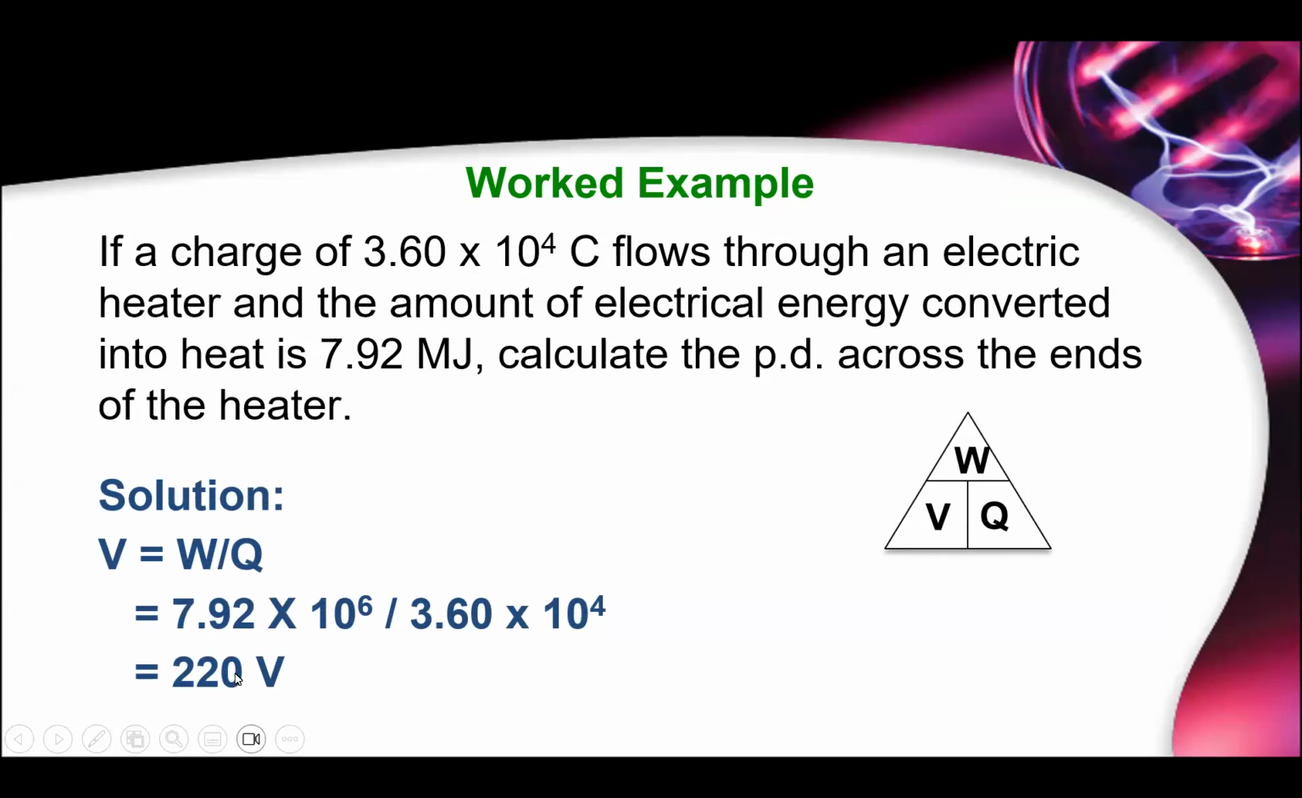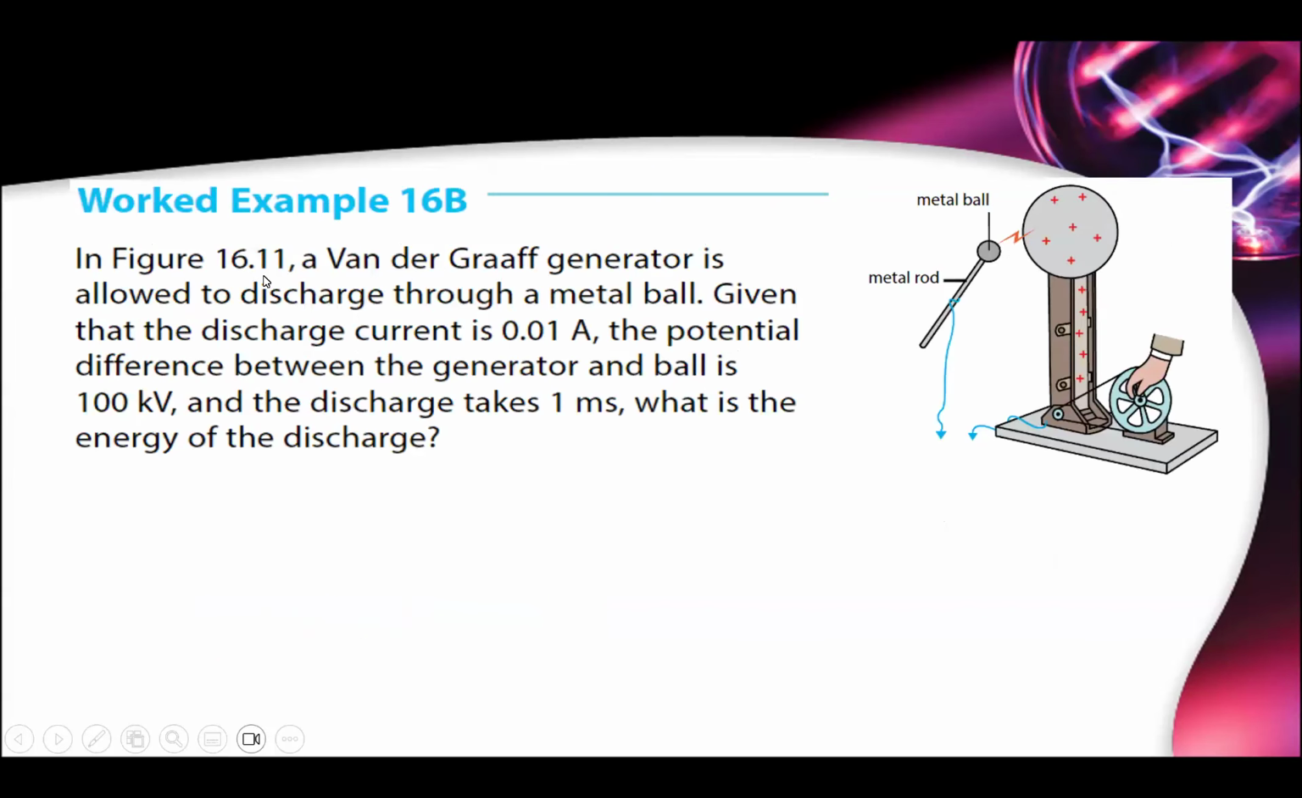220 volts means for every 1 coulomb of charge that passes through this heater, I need to give it 220 joules of energy to move it across the heater. Next worked example.